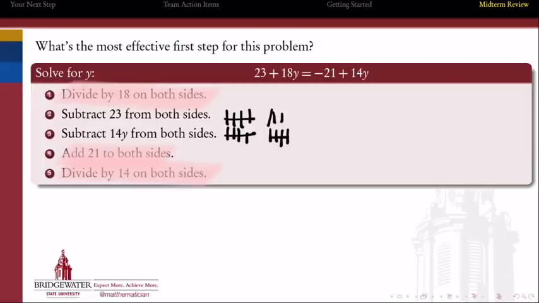If I subtract 23 from both sides, then what am I going to get at the end of that process? I'm going to get a number on the right-hand side, the constant term, which is negative. On the left-hand side, I'm going to have 18y. Negative 21 minus 23, that's negative 44, plus 14y. And that's okay, that's fine. That gives me a perfectly valid step in my problem-solving process.